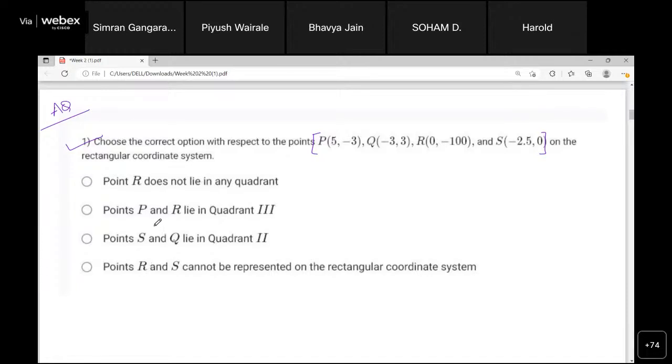Okay, let's see. First, what is said? Point R does not lie in any quadrant. So what is the coordinate of point R? This point lies on the y-axis. So minus 100 will come here, so this is 0 comma minus 100. So this point does not lie in any quadrant, so this one is correct, right?